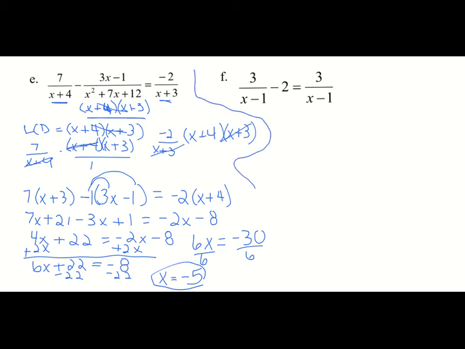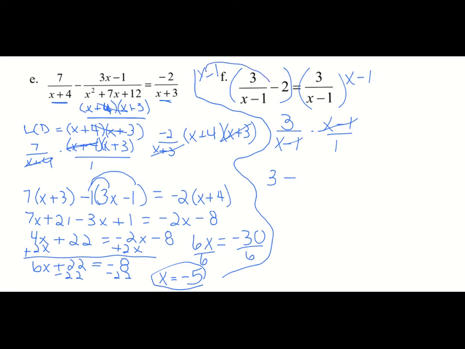All right, let me draw a line here. All right, for F, I have a common denominator of x minus 1. So it's nice. I just need to multiply everything by x minus 1. And when I do 3 over x minus 1 times x minus 1 over 1, those x minus 1's cancel, and it leaves me with just 3 minus, now I do have to do 2 times x minus 1. And then over on the right-hand side, they cancel out and leaves me with a 3. The x minus 1's cancel.